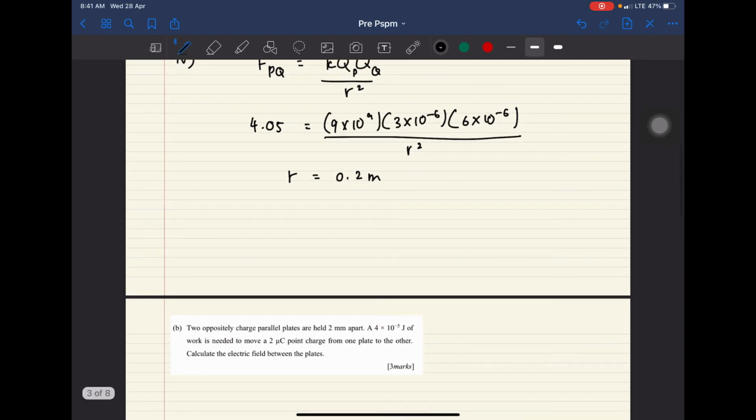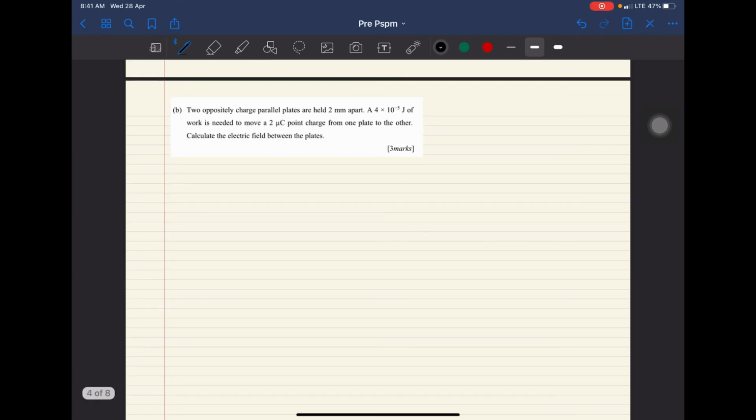Okay, and then question B for question 1. The two oppositely charged parallel plates are held 2 meter apart. 4.05 times 10 negative 5 joule of work is needed to move a charge from left to right. The charge is 2.05. Okay, if you want to draw a diagram, maybe it looks something like this. So that one is the charge, and they want to bring it to the other side. Okay, so this one is positive, so just put this one as positive and just leave it like that.